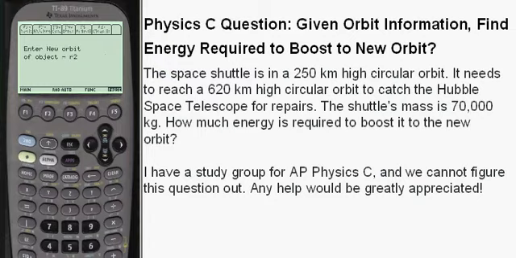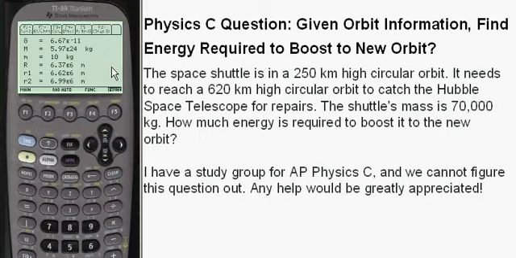Okay, now we're going to enter the new orbit, which is R2. And that's going to be 620 kilometers, so we're going to press alpha 6 2 0, kilometers again. Change it to meters. Check and see if it's okay. It says okay. And so R2 is R2 plus the radius of the Earth, which is 6.99 e to the 6 meters, okay?